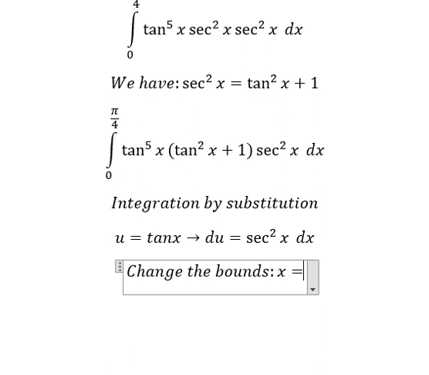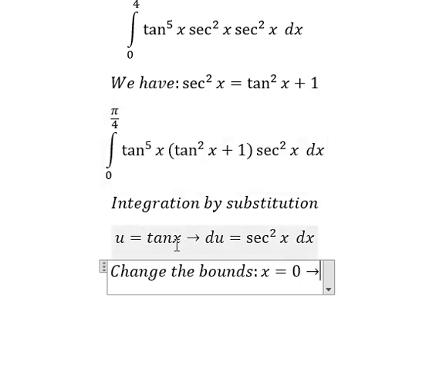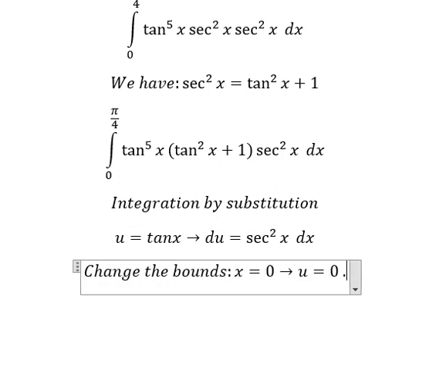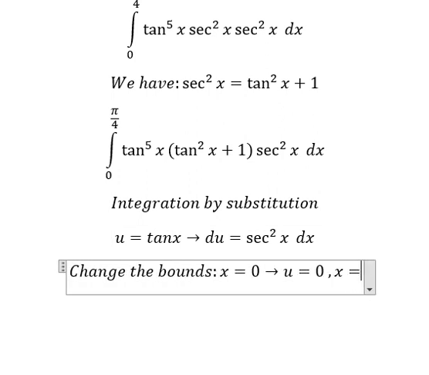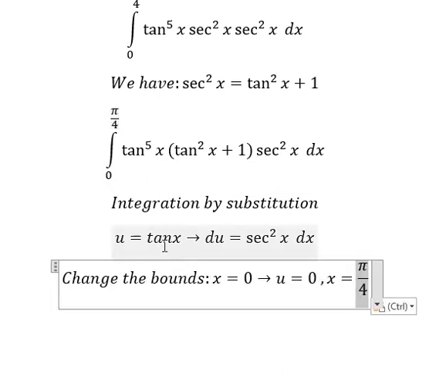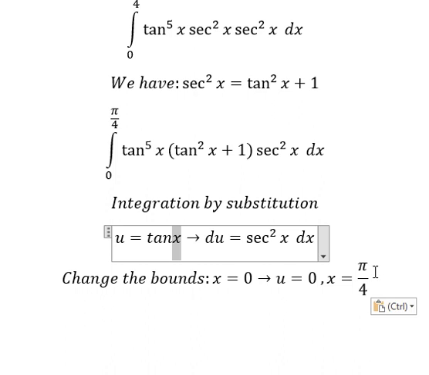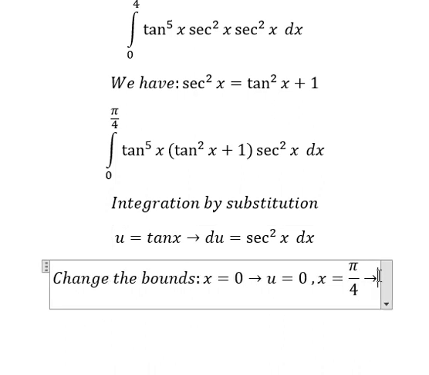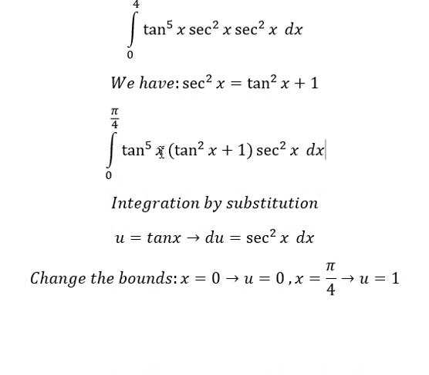When s equals number 0, so we put number 0 in here, so u equals number 0. When s equals pi over 4, so I will put this one in here, and we have u equals number 1.